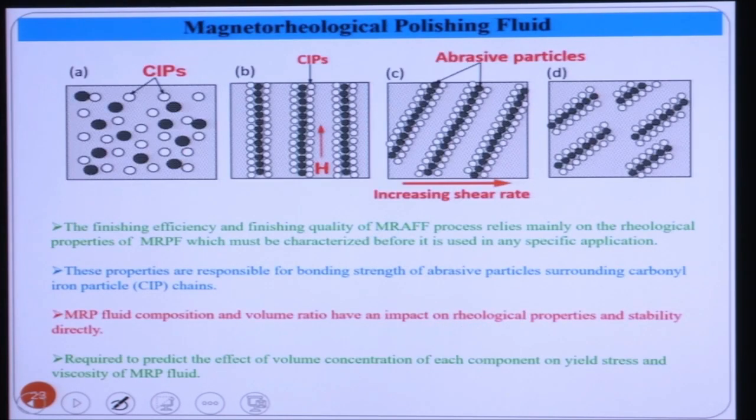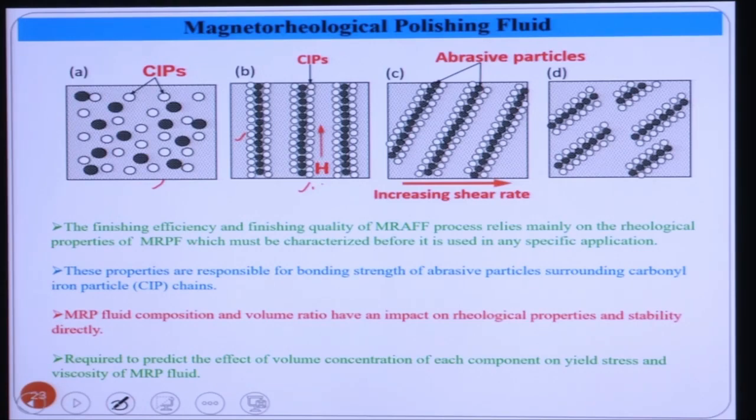Okay. So the magnetorheological polishing fluid is shown schematically here. When we are not applying any magnetic field, these CIP particles and abrasive particles are randomly and homogeneously distributed. Now suppose you apply some magnetic field, then immediately these CIP particles form chains, long chains. Outside are the CIP particles and inside are the abrasive particles, so abrasive particles are held in between these chains. This is not exactly the ideal case, but we are showing how it happens.